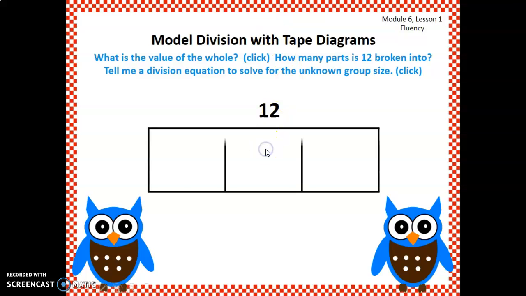Now let's see how many parts we're breaking the 12 into. 3 parts. This time I'm going to have to count by 3s to get to 12. 12 divided by 3 equals 3, 6, 9, 12. That took 4. So 12 divided by 3 equals 4.